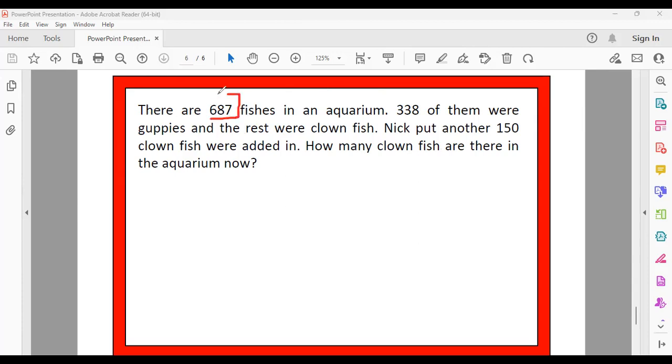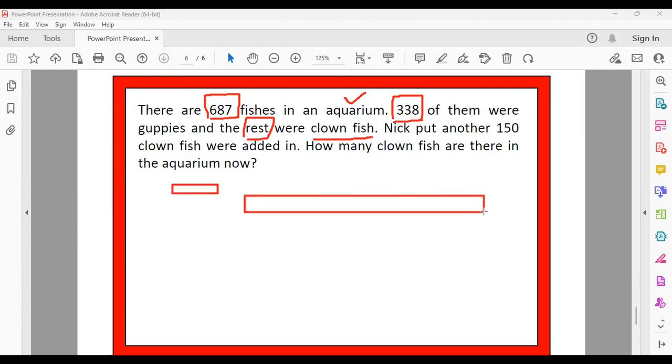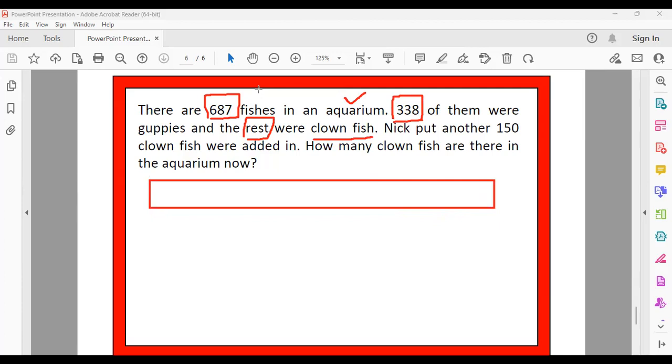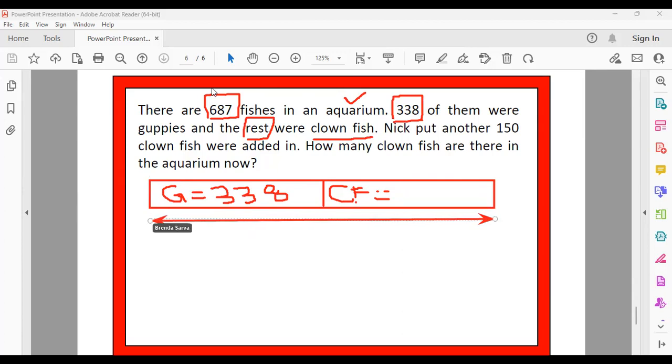All right. There are 687 fishes. So that is the total fish in the aquarium. 338 of them were guppies and the rest were clownfish. So you see, these are the important information. Draw my bar. Oh, my mouse is working a bit crazy today. Draw the bar. And I have got two types of fish. One is guppies, which is 338. Draw. And then the rest are clownfish, so I put CF. And we don't know how much, but we know the total fish inside the aquarium, it's 687. Hold on, where's my arrow? Okay, this is my total fish.